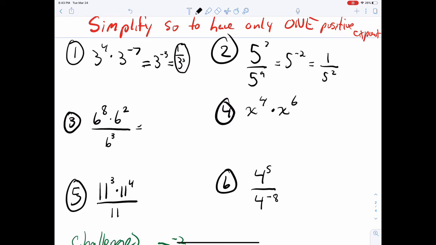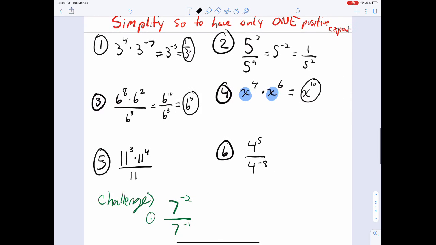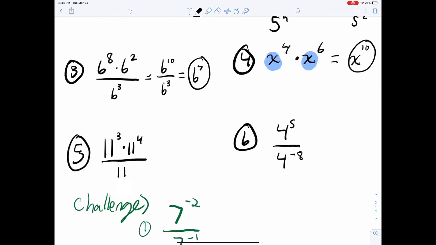This one, we've got the product rule and the quotient rule. So first step, we'll do the product rule up top. 6 to the 10th over 6 to the 3rd power. And then we'll use the quotient rule to subtract the exponents and get 6 to the 7th. For number 4, we have x's. We're not sure what they are, but we notice that we're still doing the same base, so we can still apply the rule, which means just write the base and add the exponents. 4 plus 6 is 10. X to the 10th. We're not evaluating. We're having exponents in our answer.